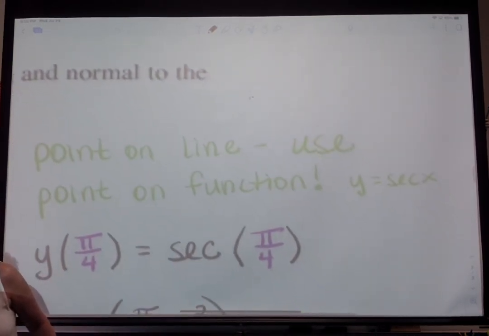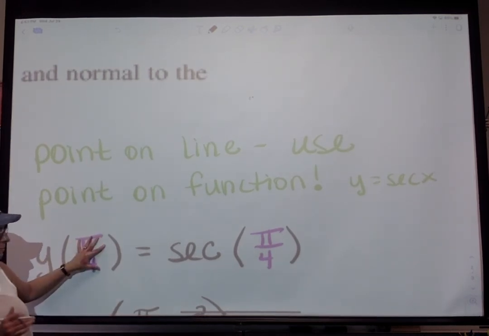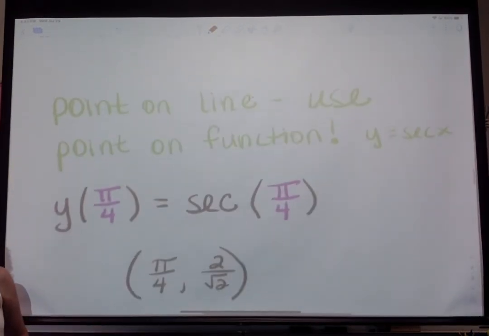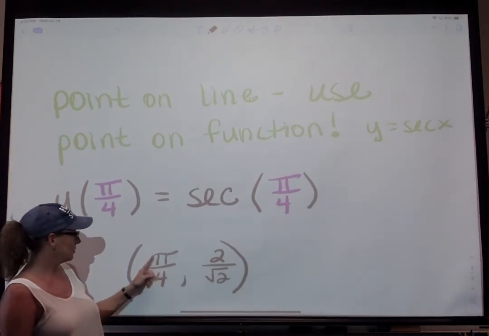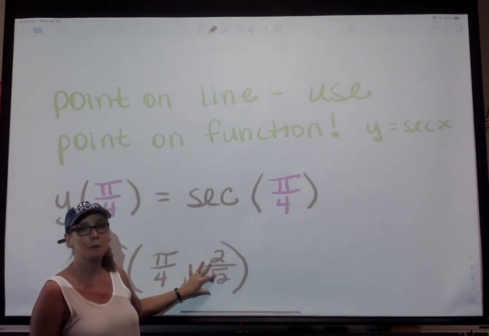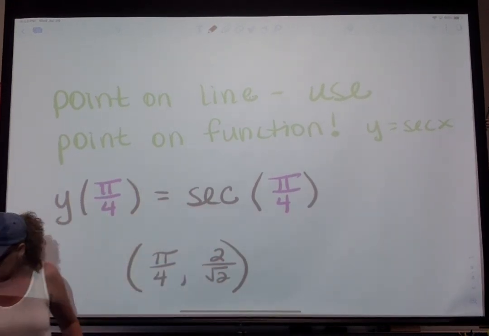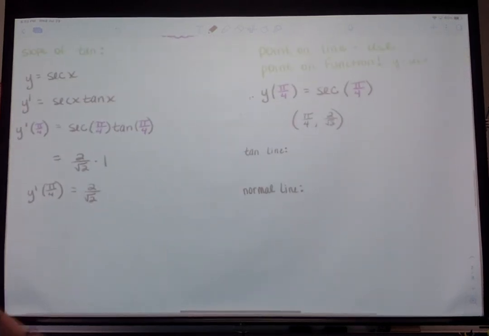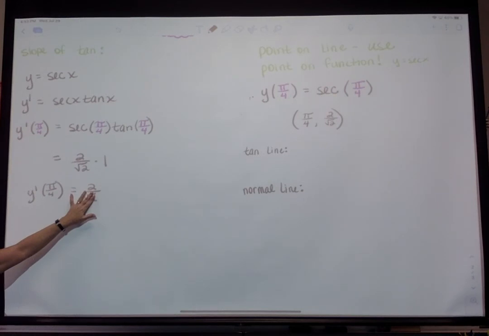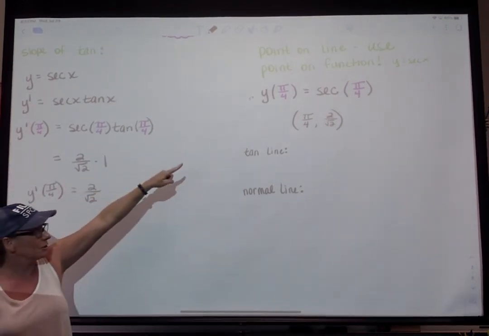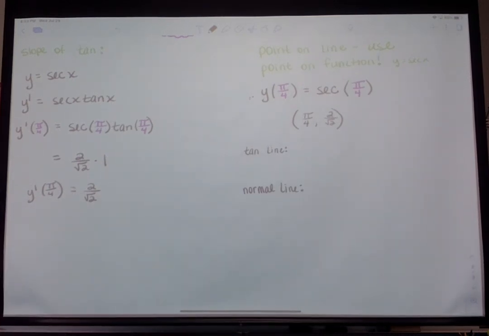So, my function is y equals secant x. I plug in pi over 4 into the initial function, and when I sub in pi over 4, I get 2 over radical 2. There's my ordered pair. So, here's my ordered pair. Here's the slope of my tangent line, okay? So this is what I'm going to use for slope. That's what I'm going to use for ordered pair. Here's what they look like.